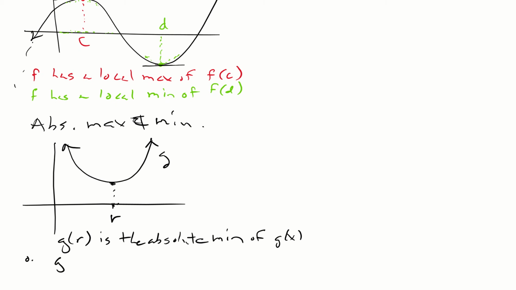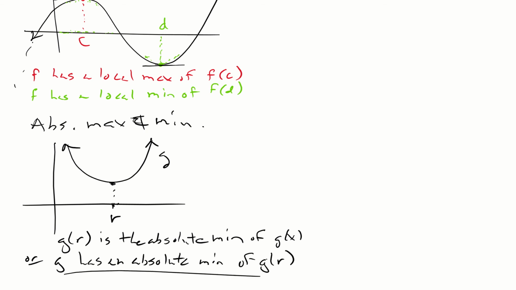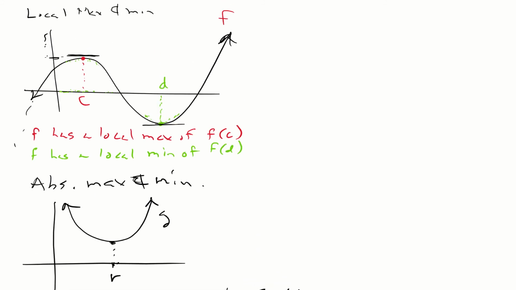Or G has an absolute minimum of G of R. Okay, that's another way of saying it. That can happen with functions, but typically not. If you look at this one up here, does it have an absolute max or min? This guy right here, no absolute max nor absolute min.